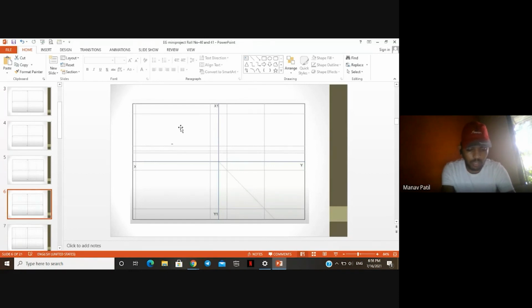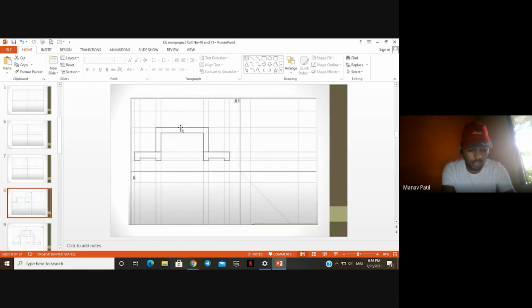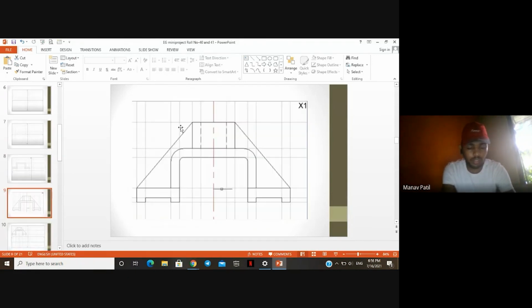After that, draw the lines as shown here, which makes the base and middle part of the object from front view. Then make the edges circular of the middle part. Then draw the top part of the object at a height of 30 mm from the base of the mid part. Then connect these 2 points.